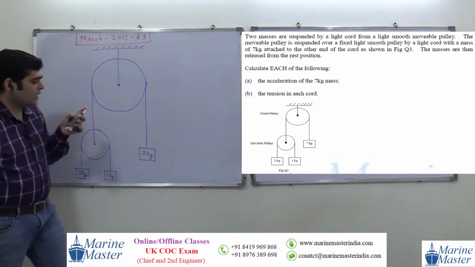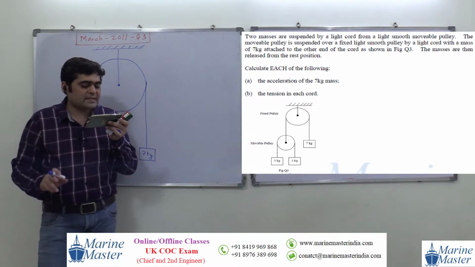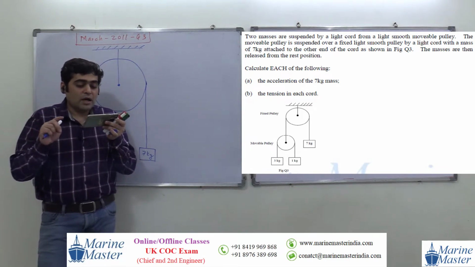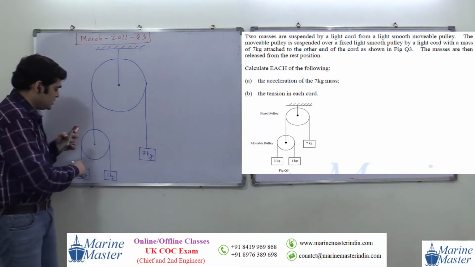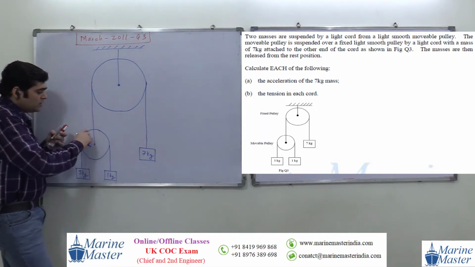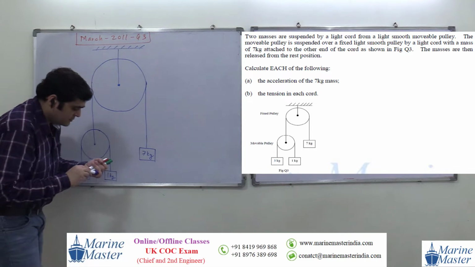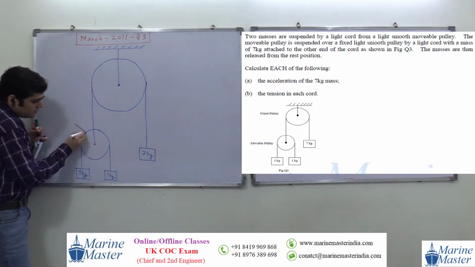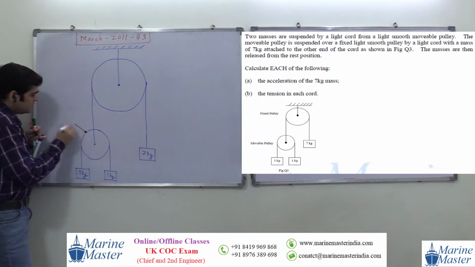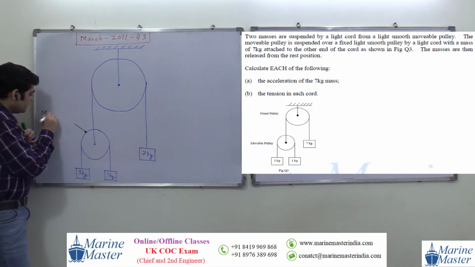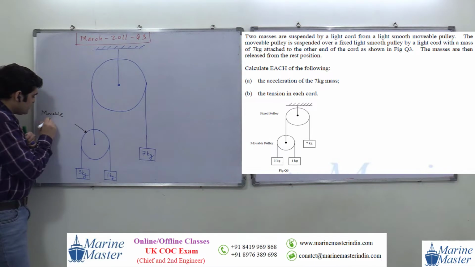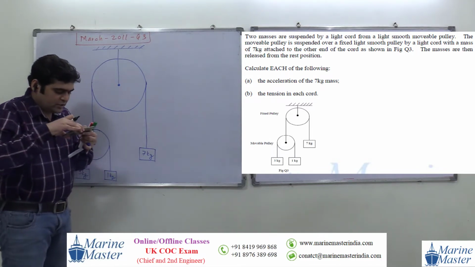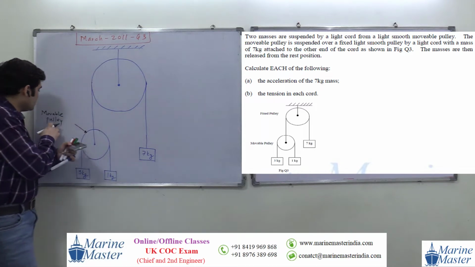So I am again reading the question. Two masses are suspended by a light cord from a light smooth movable pulley. See, two masses. This pulley is our movable pulley. Let's try to see the scenario. Everyone getting my point? Anyone have any doubt in this discussion?